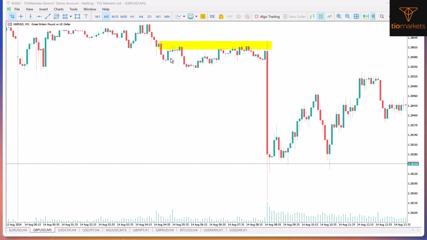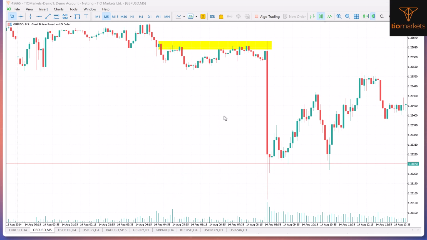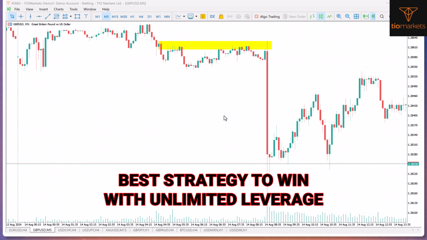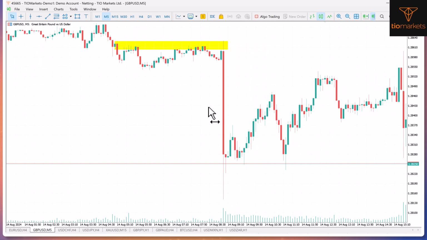Today we are going to talk about the topic of unlimited leverage, how you can trade with zero margin requirement. So what I'm going to do first is explain what zero margin and unlimited leverage are. Then after that, I'm going to show you the best strategy to trade with unlimited leverage and the best broker to do that.